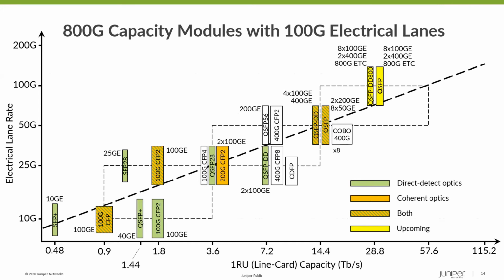So back to my plot on evolution here. We show evolution to 800 gig modules now on this plot where I show in yellow the DD800 and the OSFP module using 100 gig electrical lanes. One of the things that we see is sort of a harmony of the applications that in both of these models we want to be supporting 2x400 gig Ethernet and 8x100 gig Ethernet. And there's also this 800 gig ETC that I need to tell you about.